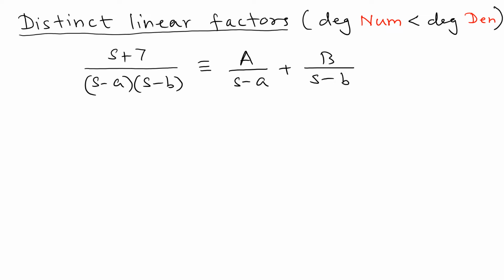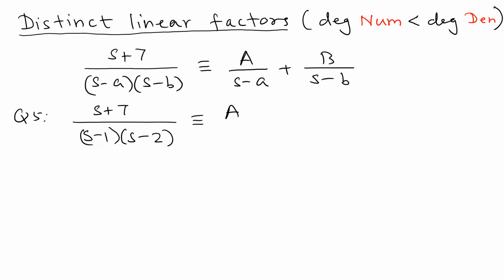So let's look at the actual problem here. Let's say we have S plus 7 over S minus 1 times S minus 2. So we write this as identical to A over S minus 1 plus B over S minus 2. That's what we do. We look at the distinct factors and write one for each. And then let's talk about method 1, which is like the standard method for this one.